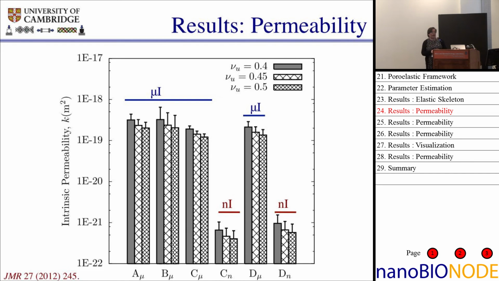The key thing here is that when we plot this permeability, which talks about the resistance of the fluid flow through the bone, we see a 2 to 3 order of magnitude difference between the results that we have from the microindentation and those that we have from the nanoindentation. And the permeabilities are much smaller for the nanoindentation, which means it's much more difficult for the fluid to flow.